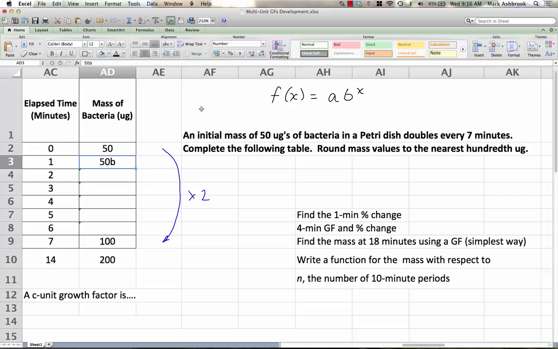Do you understand that? You should. B is the 1 minute growth factor. We know that's the multiplier on output to get the next output. So if we had 50 at 1 minute, then the next minute we're going to have 50B. So we're multiplying by what? Times B.